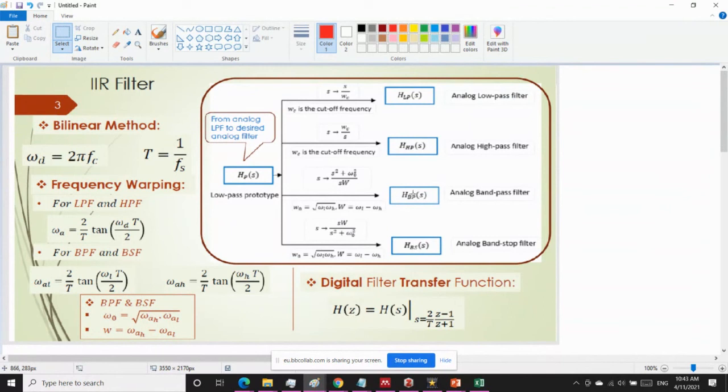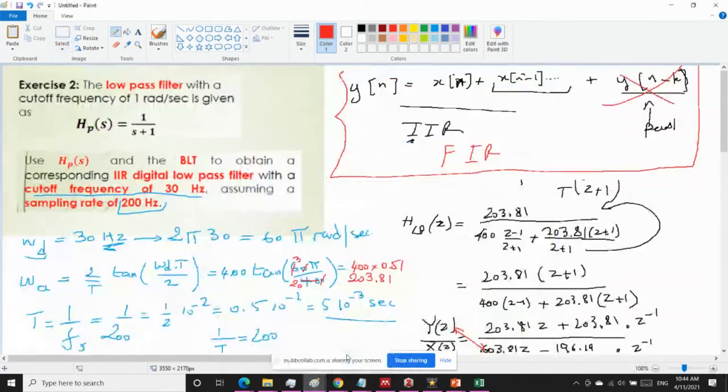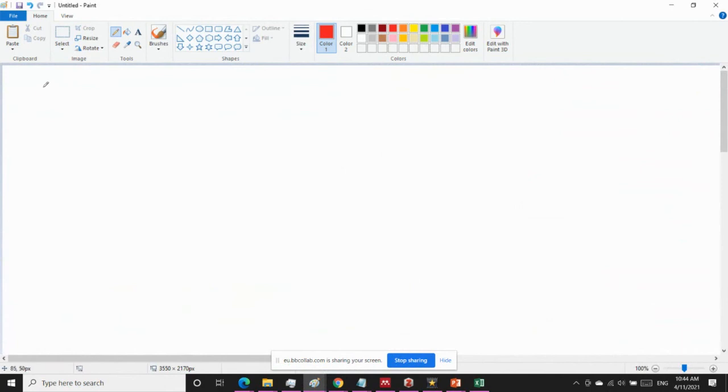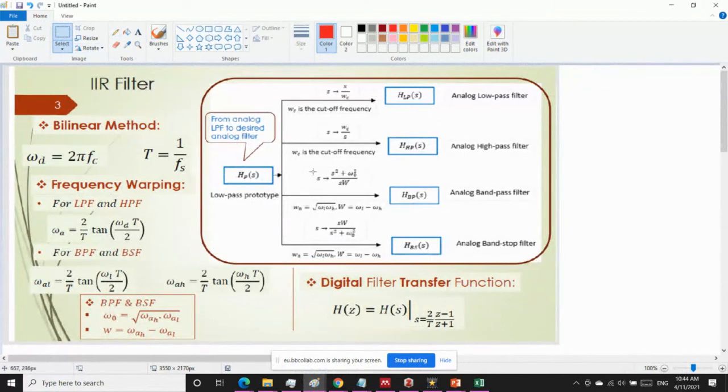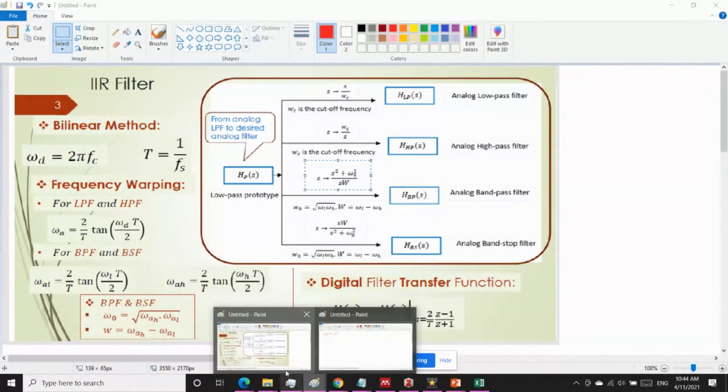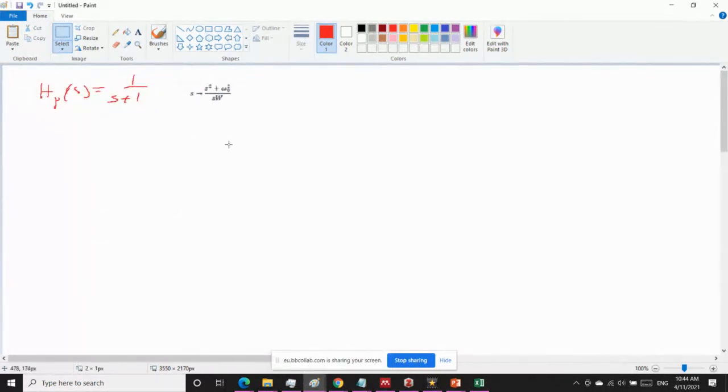So we start from the prototype. This is the prototype. Then we apply this equation, where omega naught is the center, which is the square root of omega low times omega high.